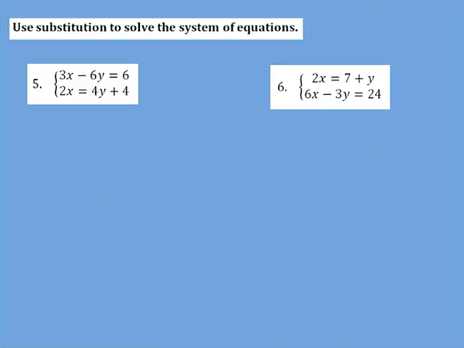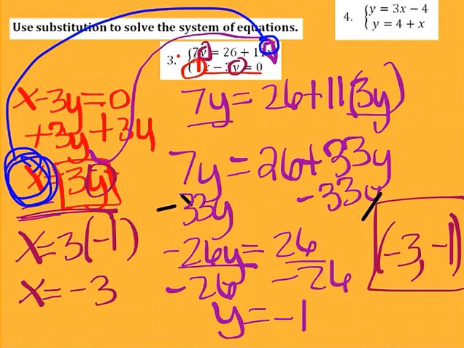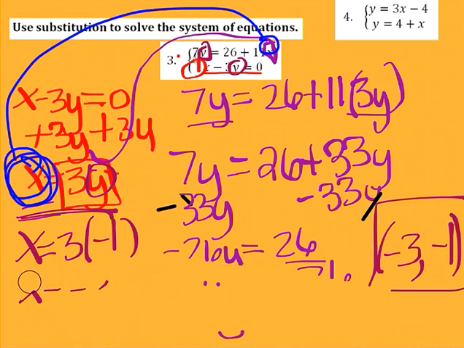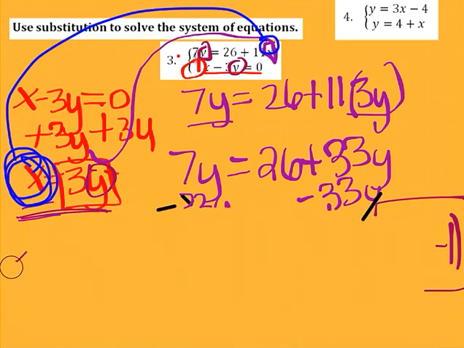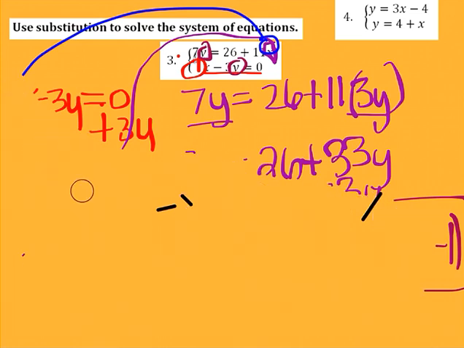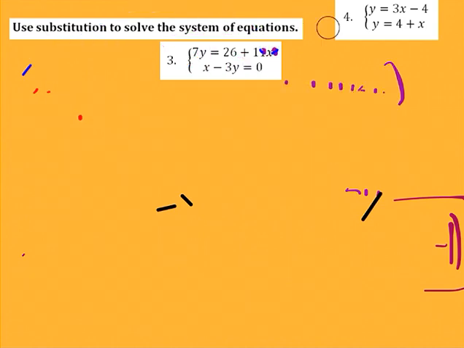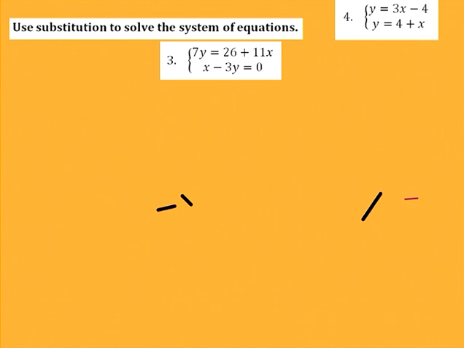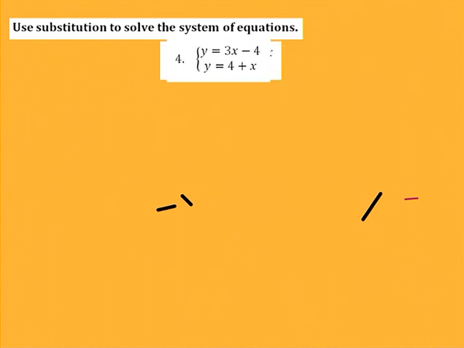Now, oops, I forgot number 4. So let's go ahead, we're going to erase this and take a look at number 4. For number 4, one of the first things I notice is that it's already solved for y. In fact, both of them are solved for y.